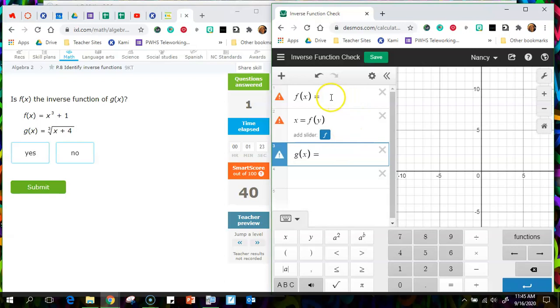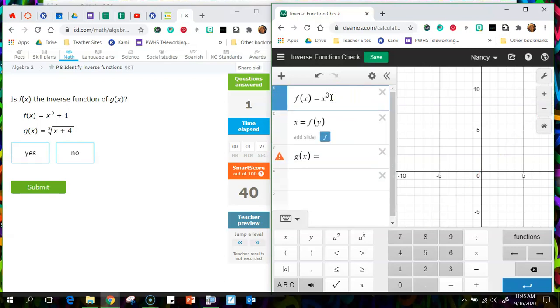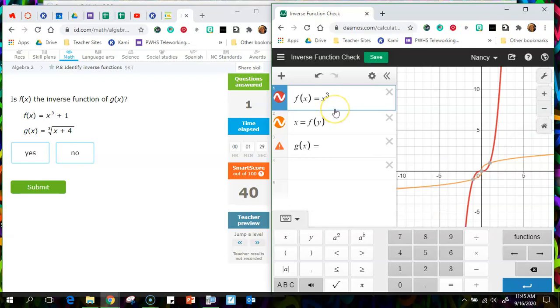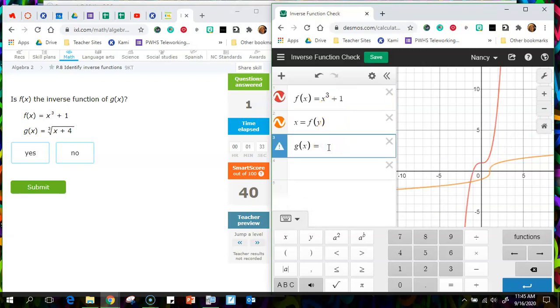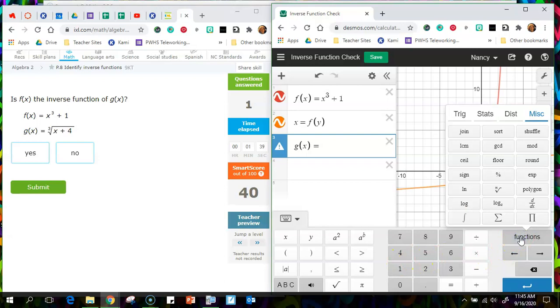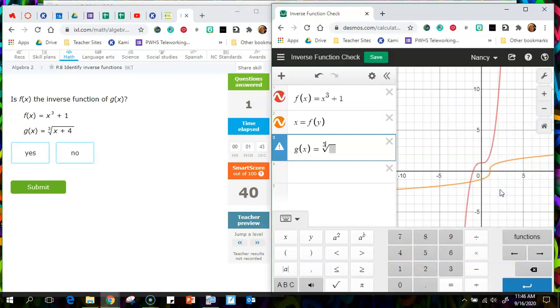All right, so f of x is x cubed plus 1, so I'm going to hit x, shift 6, and then my cubed, and then tab plus 1. And g of x is a cube root, so I need to go down here to functions and go to this nth root, put a 3 there for the cube root, and then under the radical is x plus 4.